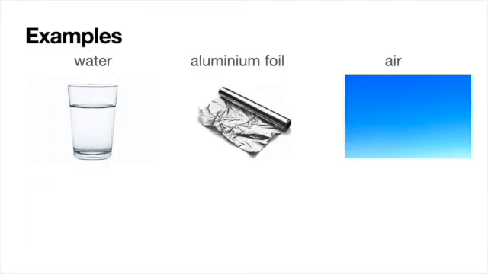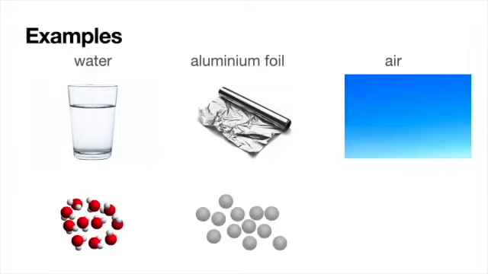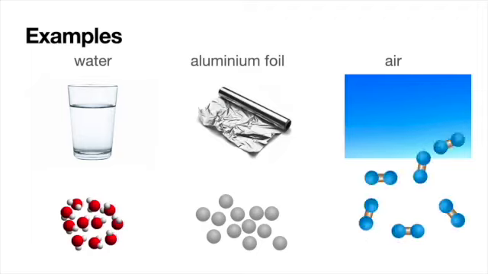Let's look at some examples. Water contains molecules which have one oxygen atom and two hydrogen atoms. Pure water contains nothing else. Water is a compound. Aluminium foil only contains aluminium atoms. It is an element. Air contains nitrogen molecules, oxygen molecules, and small amounts of carbon dioxide, which is also a molecule, and argon, which exists as individual atoms. Therefore, air is a mixture of elemental atoms and compound molecules.